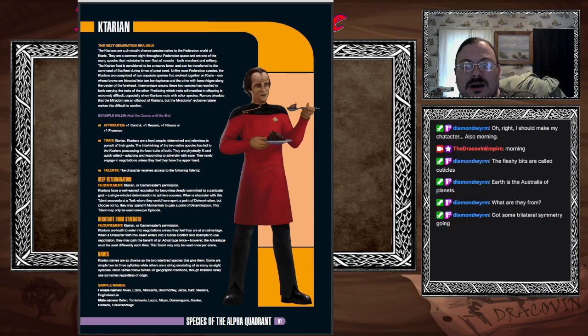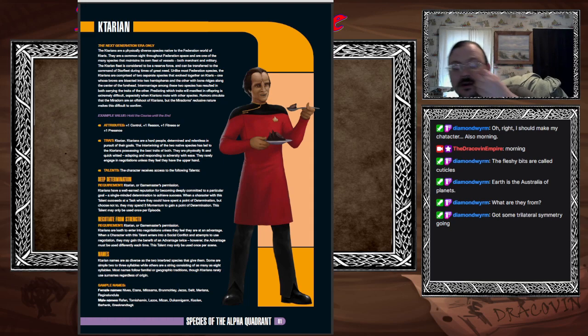Alpha. Hey, we got the Ktarians? We're going to say Ktarian. KT is a very interesting combination. They're physically diverse from each other. They're common throughout Federation space, and they still have their own fleet of vessels, merchant and military. It's kind of a reserve force in the Federation.